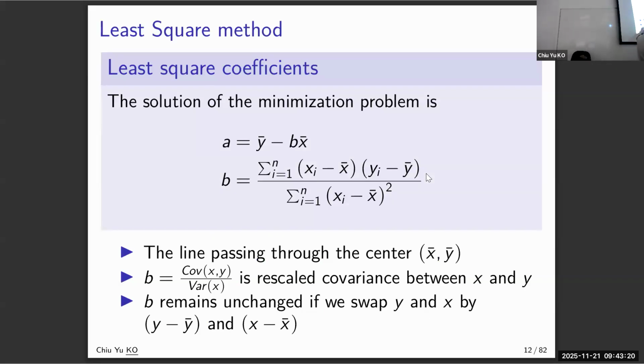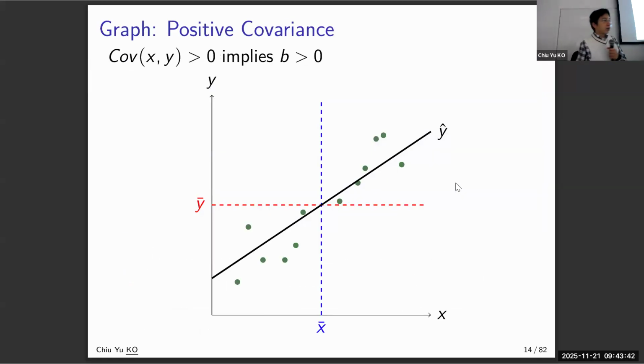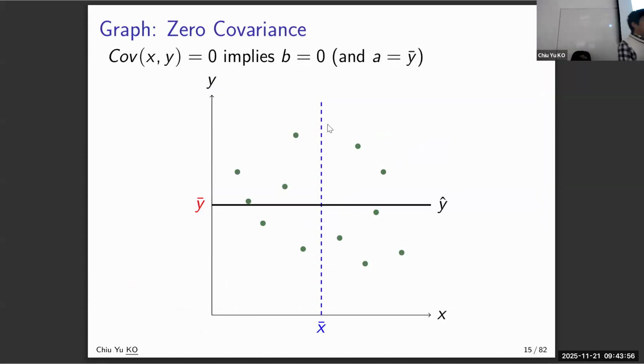As you can see here, B is a fraction where the numerator is covariance and the denominator is variance. So that means B is directly proportional to the covariance and inversely proportional to the variance. Of course, why exactly this form, you need the math, but we can make sense of this by looking at the graph. You can easily see that if you have positive covariance, you should expect the line to be positively sloped. And if you have zero covariance, then naturally you expect the slope will be zero.